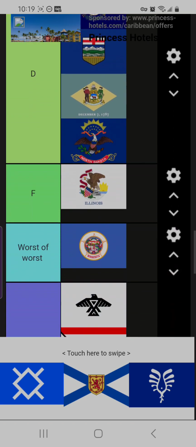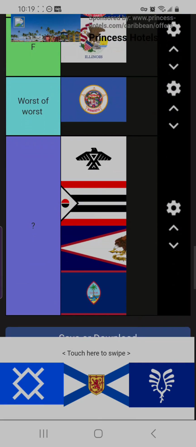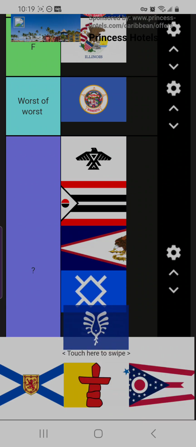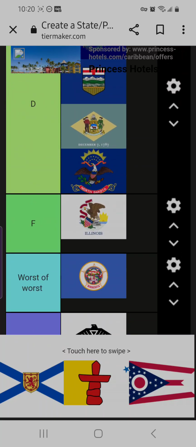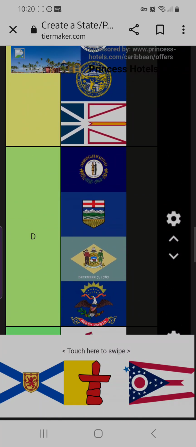I don't know what this flag is, so we're gonna move on to Nova Scotia. What? This flag kind of does look like Scotland, but with a seal on top. Scotland's is kind of like the border thing. Like they added their seal to it. This actually does look like a pretty good flag. I will give them an A minus.